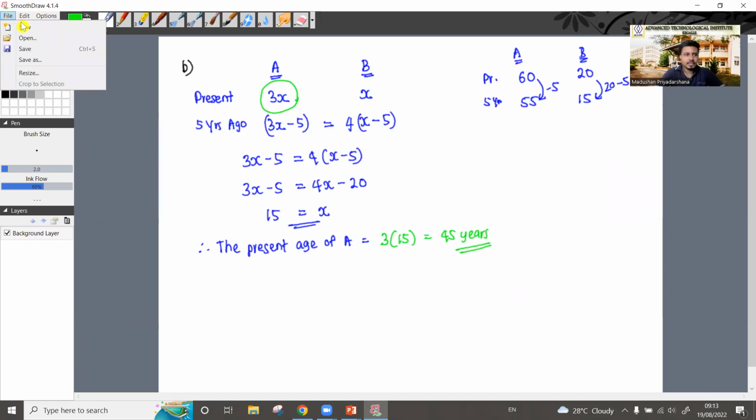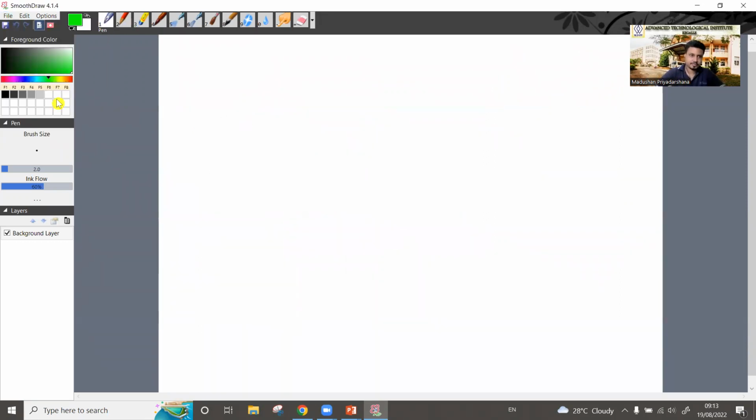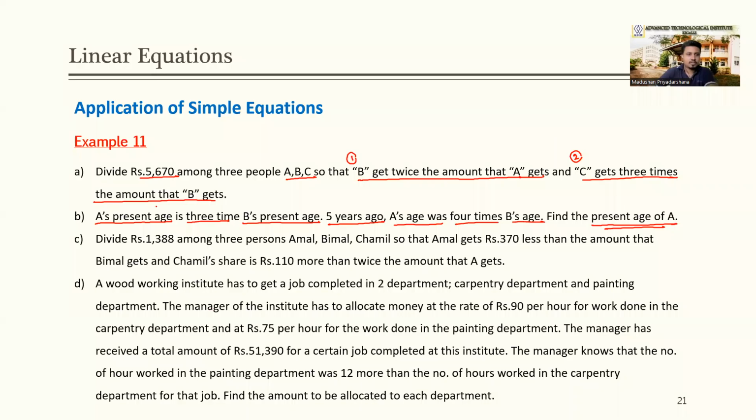Then we'll move to part C. Part C. But it says similar to part A, right? Part C is more similar to part A here. We again need to divide an amount among 3 people, right? This time we need to divide 1,388 rupees among 3 persons called Amal, Bimal, and Chami. Let's call them A, B, and C. Amal, Bimal, and Chami.